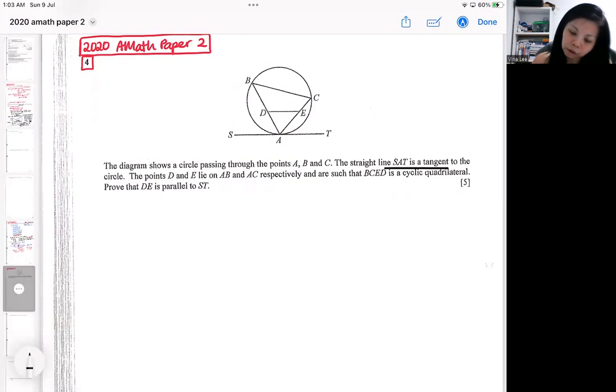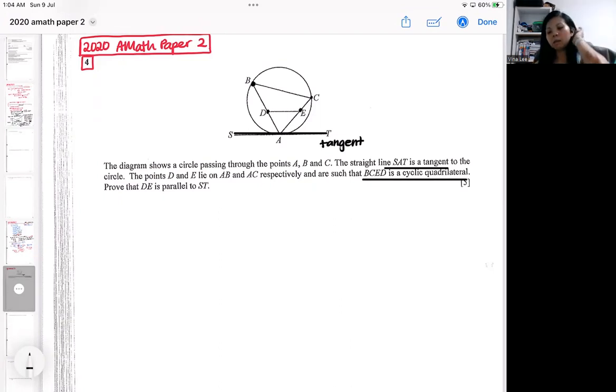So whenever there's a tangent, do be sensitive to the tangent chord. And then D and E lie on the two respective lines. The important thing will be this cyclic quadrilateral. Can you see these are the 4 points? What does it mean that this is a cyclic quadrilateral? That means these 4 points will form another circle.